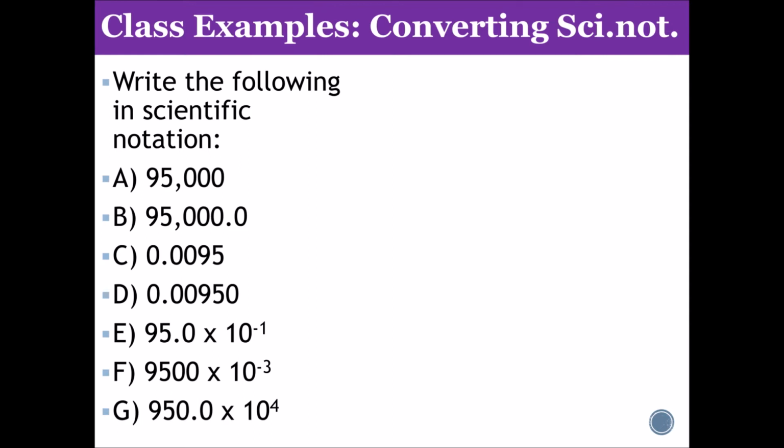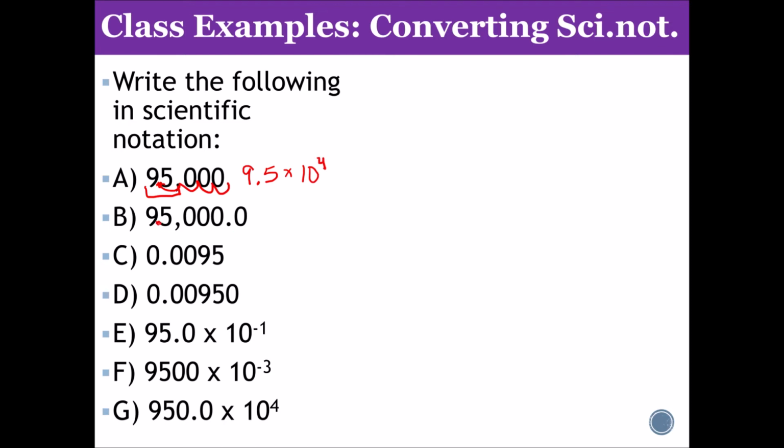I'll do a few examples with you. In your science notebook, go ahead and label this class examples converting scientific notation. And make sure you list these A, B, C, D, etc. in your notebook. All right, remember the rule, put the decimal after the first non-zero number. So this is 9.5. These are the only two significant digits, so you don't write any zeros after that 5. Multiply by 10 to the 1, 2, 3, 4. 10 to the 4th.